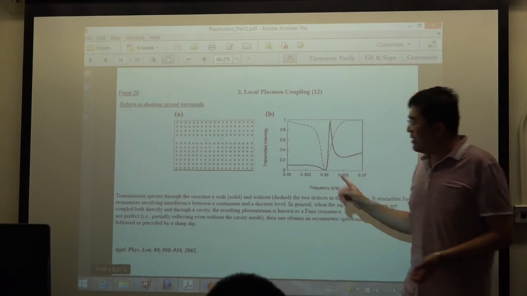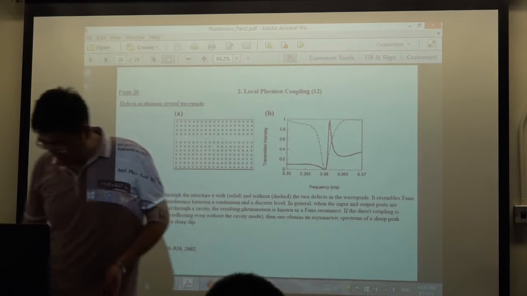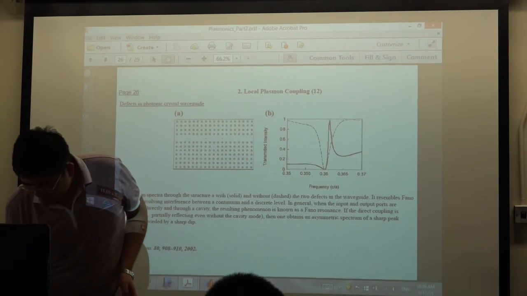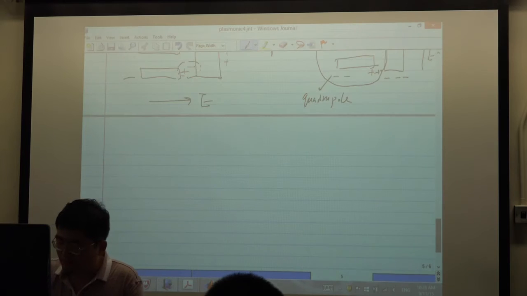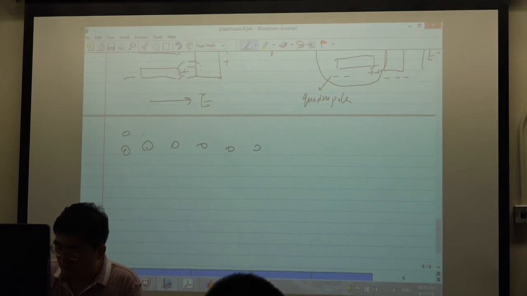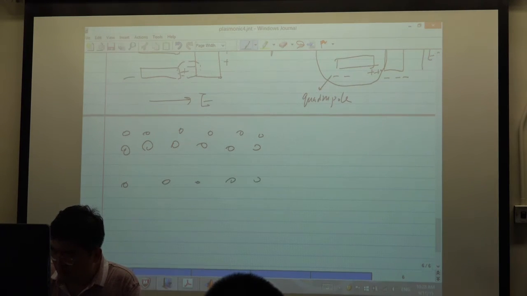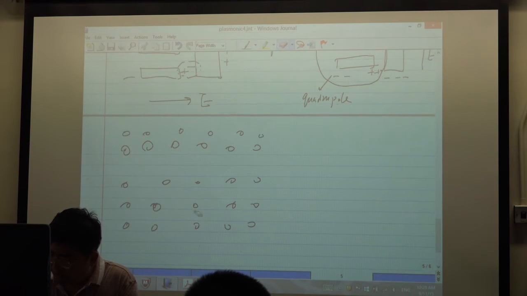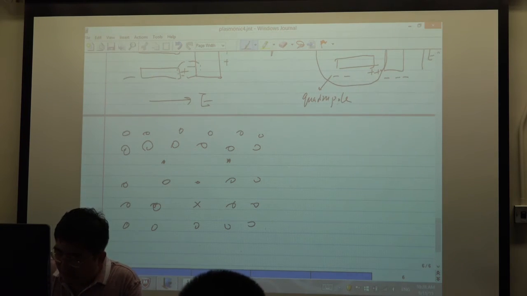Okay, this. Why did they introduce this? Let me explain. The point is to introduce the defect in here. This is smaller. Also use the defect in here. Okay, you can see, if I introduce a defect, what happened?